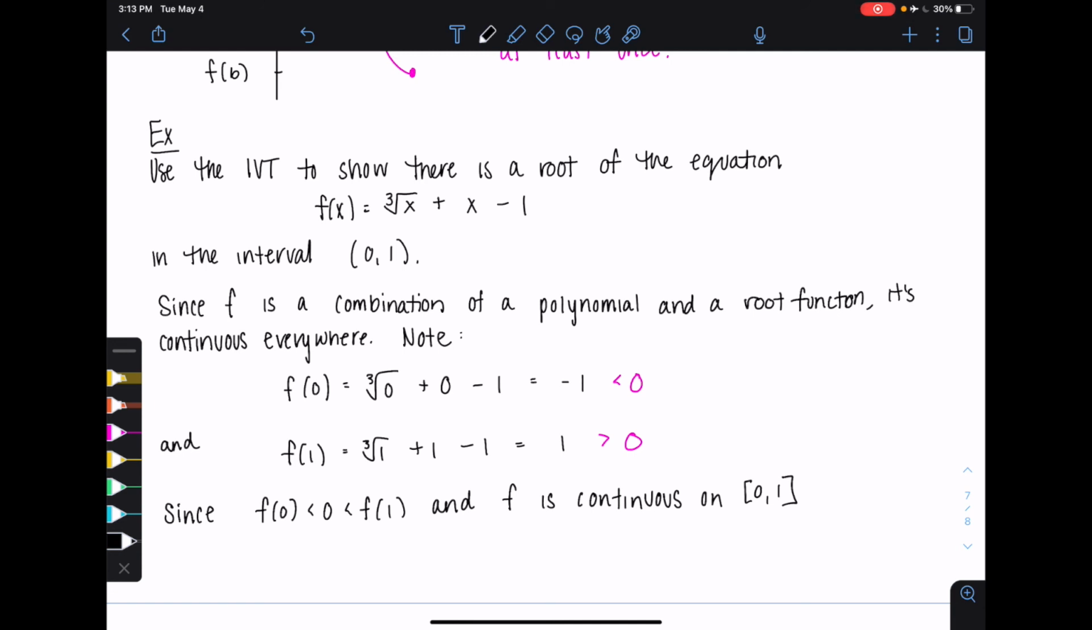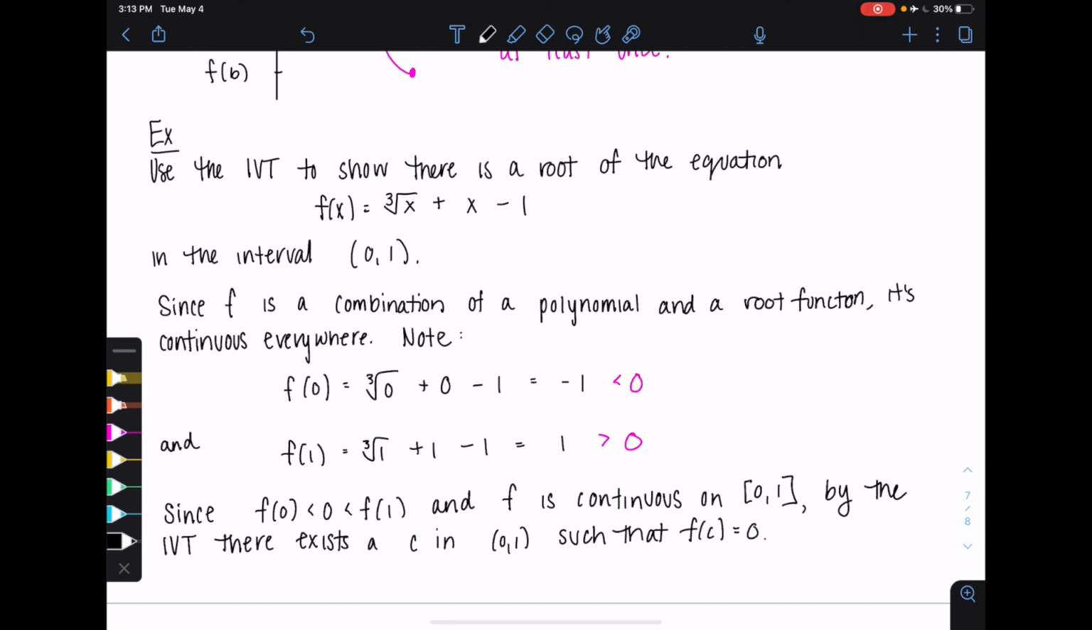So I'm going to cross the x-axis. So by the intermediate value theorem, there exists a c in the interval 0, 1 such that f of c is equal to 0.